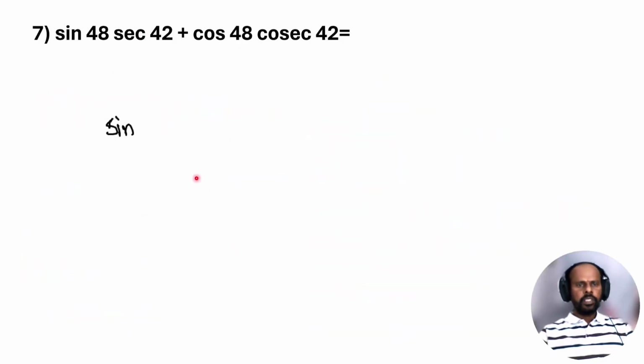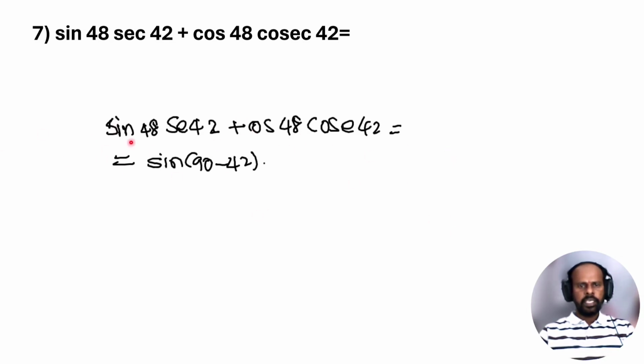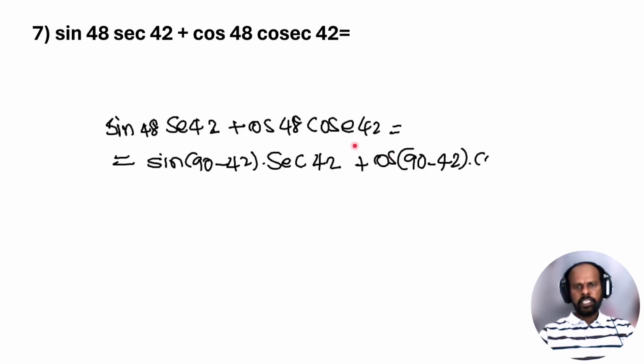Now we see what is given in the question. Seventh one: sin 48 sec 42 plus cos 48 cosec 42 is given. So in this, let us change one term in each of the values. sin 48 we can write as sin of 90 minus 42, sec 42 writing as it is, plus cos 48 can be written as cos of 90 minus 42, and the second term cosec 42 I am writing as it is.